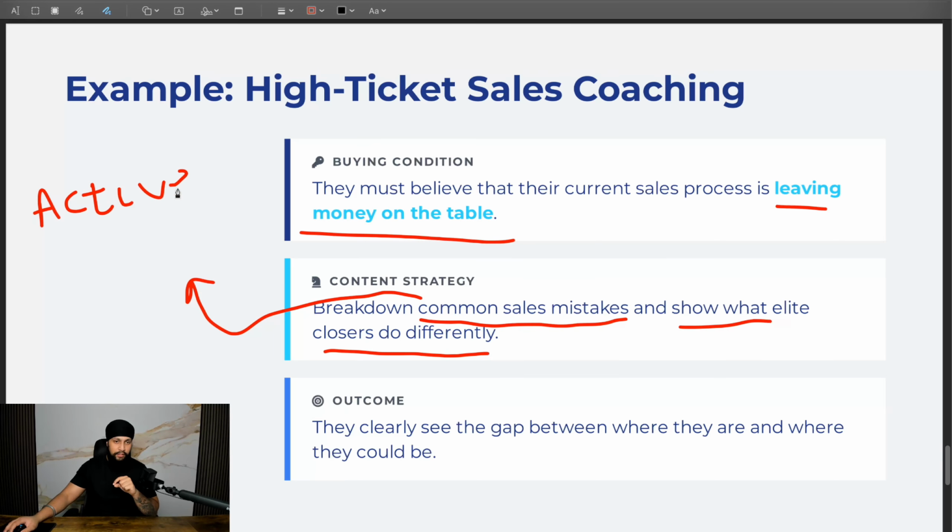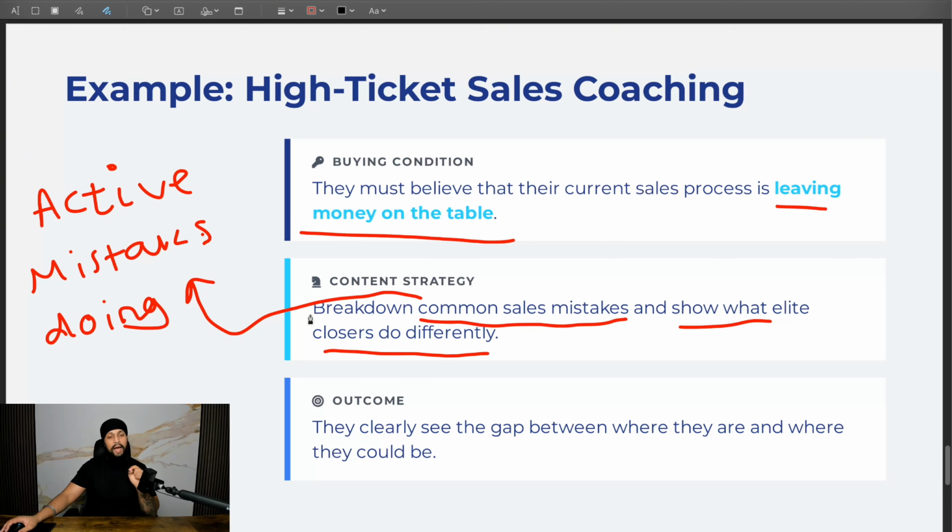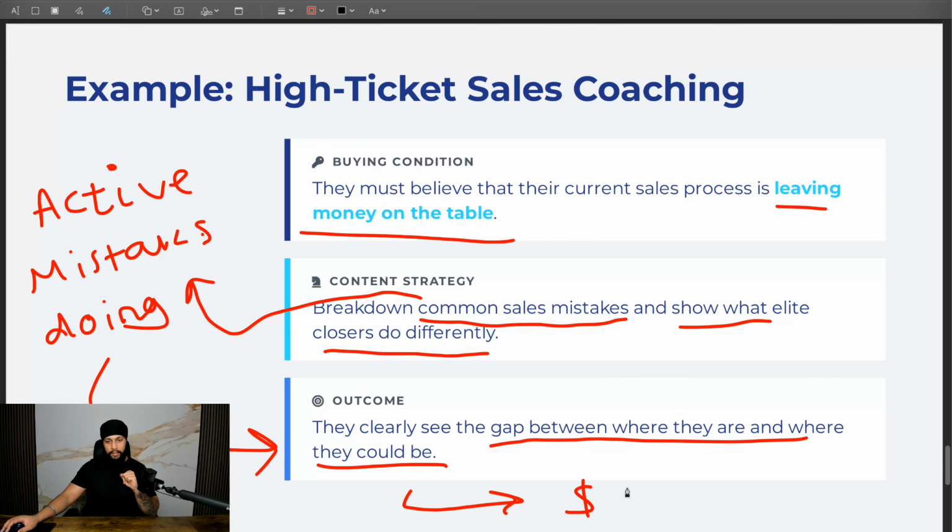These are active conditions, active mistakes that they're doing. Okay. These are active mistakes that they're doing, right? And the outcome of this is they should clearly be able to see the gap between where they are and where they could be, which obviously is more money.